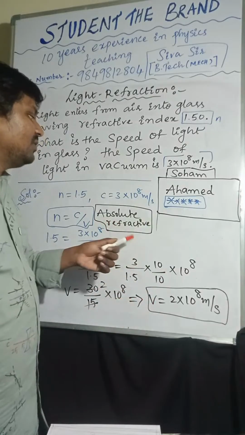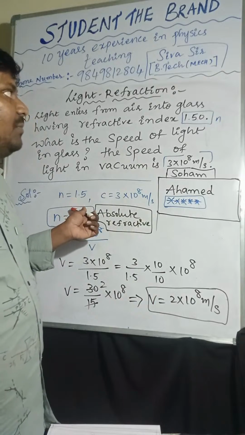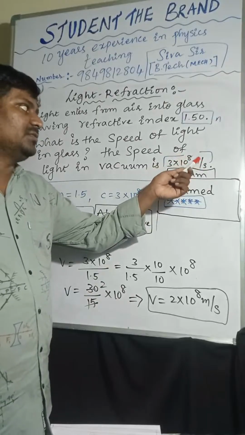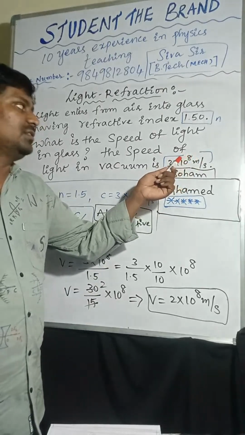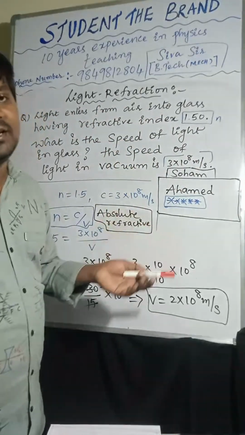Here also, absolute refractive index is nothing but the speed of light in vacuum or air divided by the speed of light in the medium. So this value we have to remember, no doubt at all. 3 into 10 power 8 meter per second is a fixed value, the speed of light in vacuum.